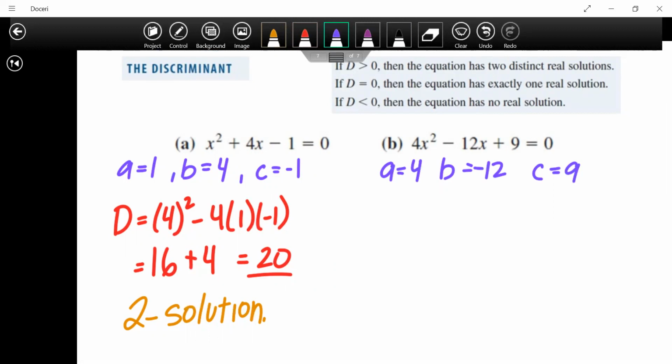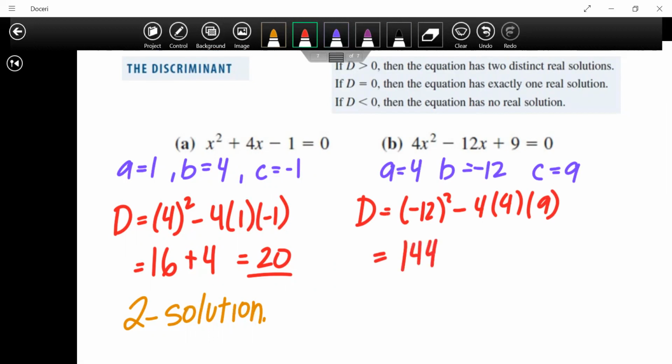We have our variables here. We're going to go ahead and plug into the discriminant, which is going to be b squared, which is negative 12 squared, minus 4 times a times c. 144 minus what? Is equal to 0. 0 tells me that the discriminant is equal to 0. So if it's equal to 0, how many solutions do I have? Only one. Might be something good to remember.